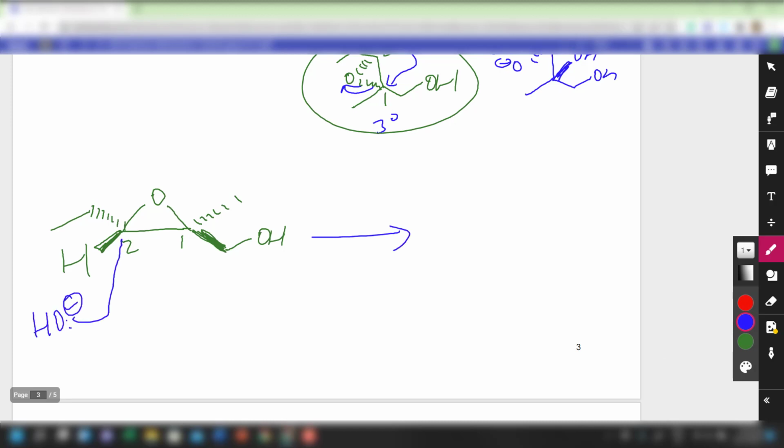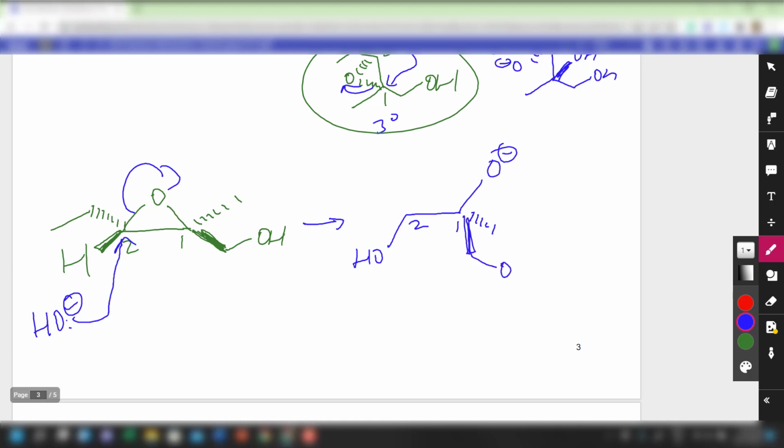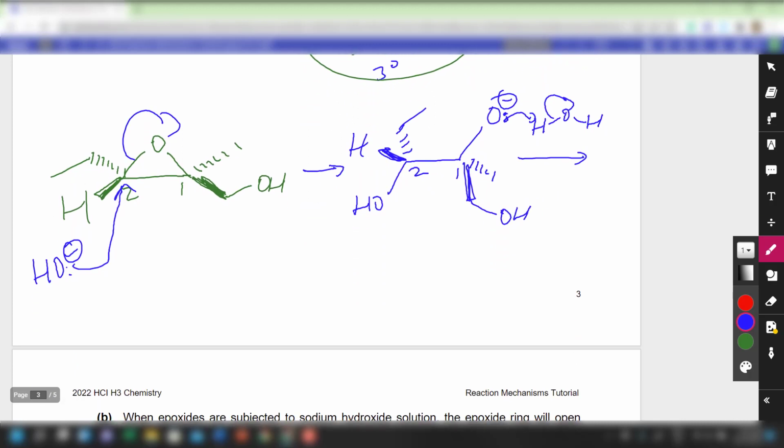I'm going to attack carbon number 2, and then the ring will open. So when I attack carbon number 2 and the ring opens, I'm going to end up with this OH. This is carbon number 2, carbon number 1, O minus. Then project in, project out, and then the H like this, and then like this. And then of course this will then undergo acid-base neutralization with H2O to get the product. So my product, I'm going to find a space to draw. Maybe I'll draw it below here.